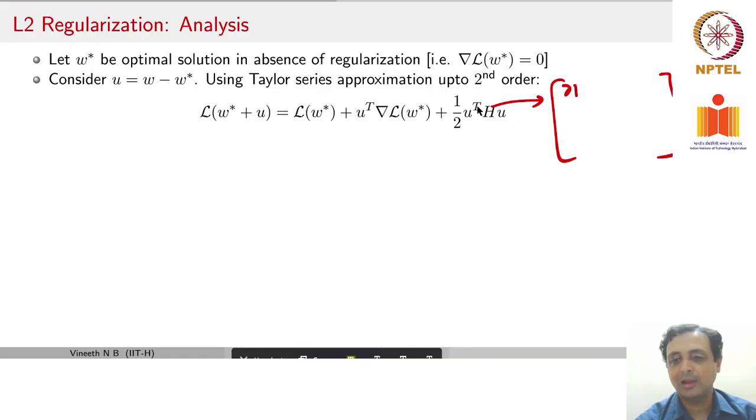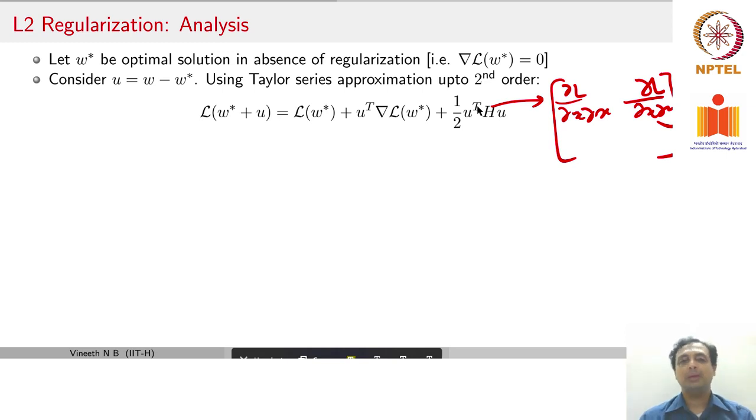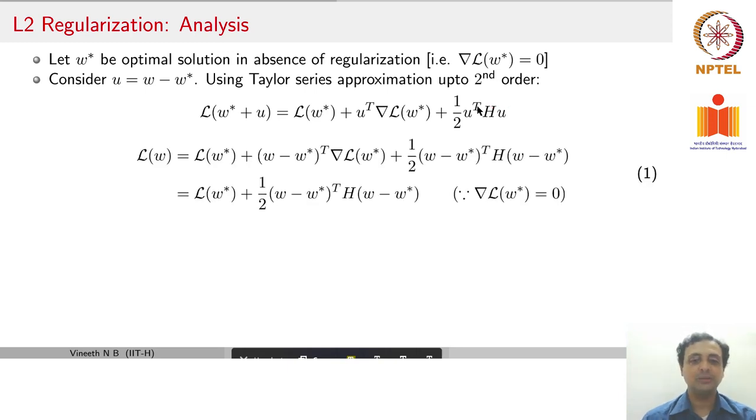So you can have dou square L by dou x square, or dou square L by dou x dou y, so on and so forth. Right? If you had many more weights, you can have that many. That's the size of your Hessian. Rather, if you had 1 million weights, the size of your Hessian will be 1 million cross 1 million. It's definitely a large matrix to compute. But let's move on with this mathematical discussion.